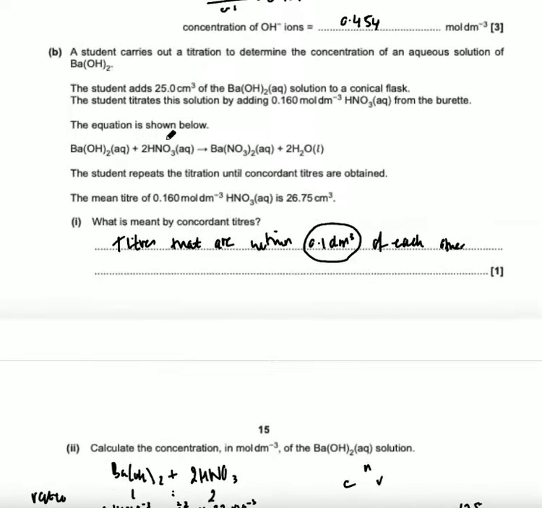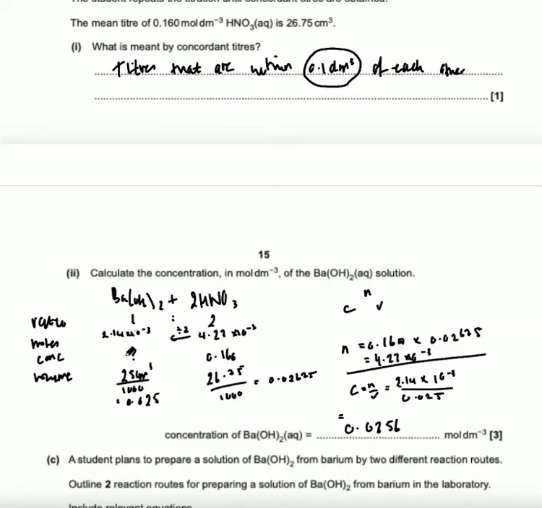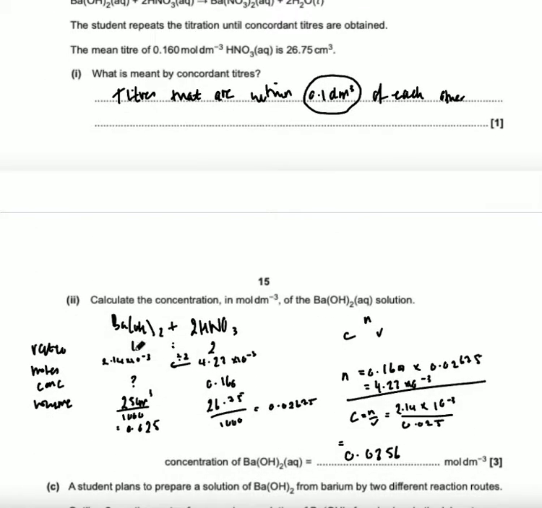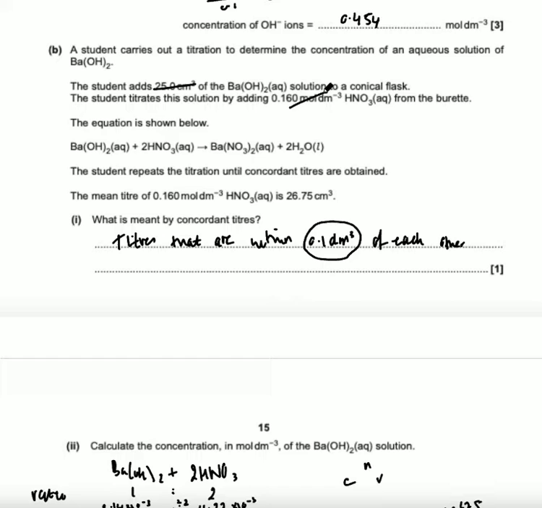I then plug in what I have using what they've given me. So the first thing here says 25 centimeters cubed of barium hydroxide solution. So I go to barium hydroxide and I write the volume as 25 centimeters cubed, but I know we're going to need it in decimeters cubed, so I automatically divide by 1000 to get 0.025 decimeters cubed. So I've used the first number they're giving me. Then it comes to 0.16 moles per decimeter cubed of nitric acid. So I go to the concentration and I go to nitric acid and I put 0.16. So I've used that as well.